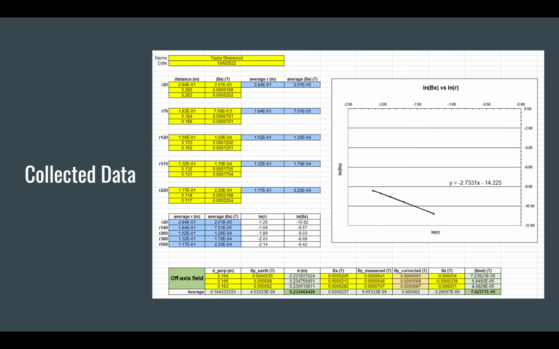The data collected for this experiment is listed in this Excel sheet. Some important pieces of information collected include the distance of the phone from the bar magnet when the magnetic field in the x direction was about 20, 70, 120, 170, and 220 microteslas. A graph of ln of Bx versus the ln of r is shown as well. The data for the second part of the experiment, when finding the magnetic field at a point off the axis, is shown at the bottom.